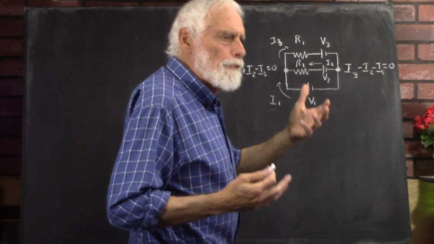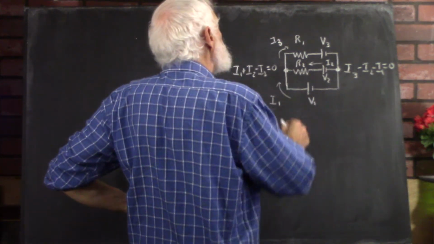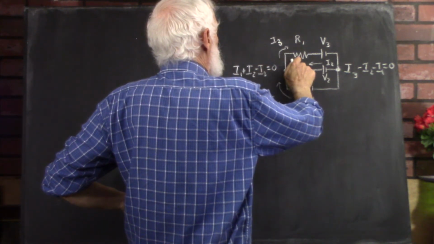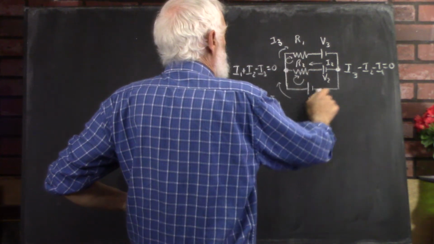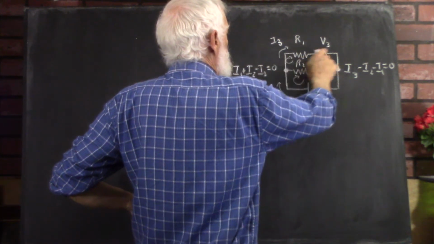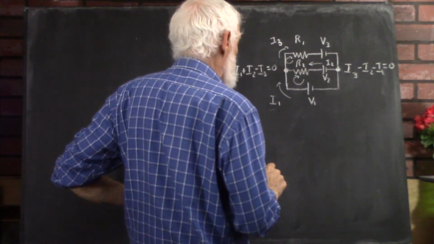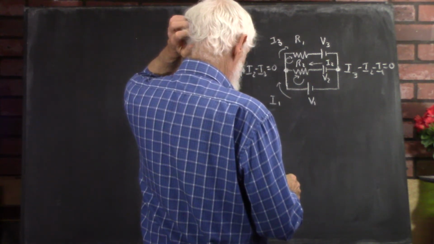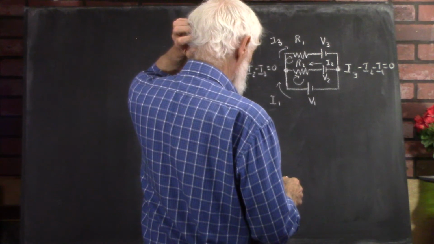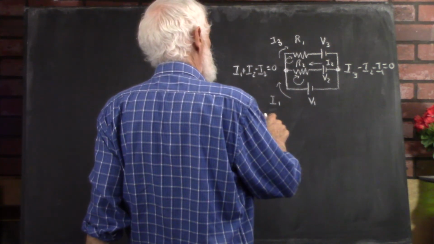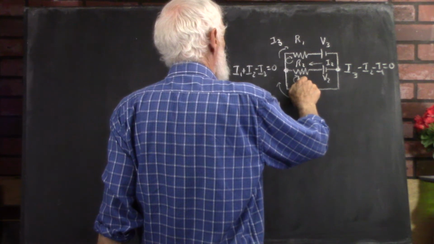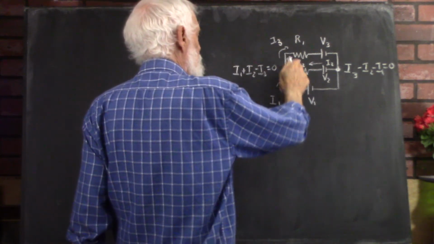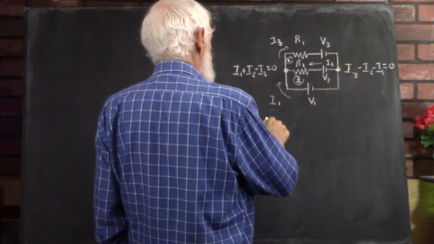You also have voltage drops across a loop. So we've got a loop here, and we've got a loop here, indicating that we can go around here, and we can go around here without any branching. So this loop has voltage drops. Let's call this loop 1 and this loop 2.